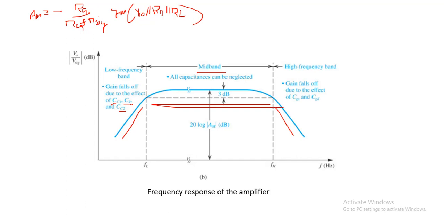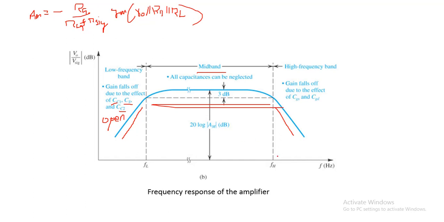At a low frequency the impedance of the capacitor increases and it acts as an open circuit. So the impedance of the coupling capacitors CC1, CC2 and the bypass capacitor CS increases, and these capacitors act as an open circuit, as a result of which the gain falls.